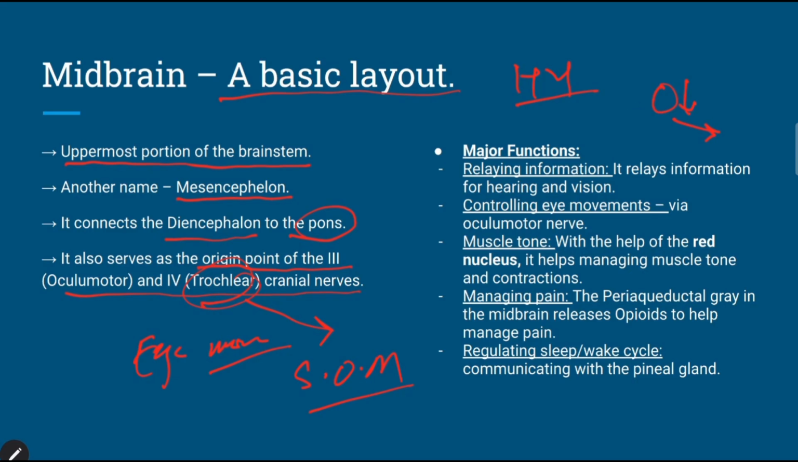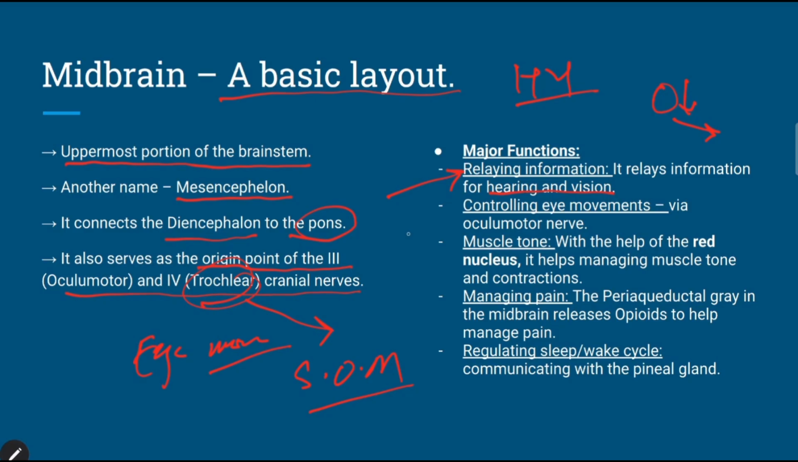Now, let's talk major functions. There are 5 key roles to memorize. First, the midbrain relays information for hearing and vision via the superior and inferior colliculi in the tectum. The superior colliculus handles visual reflexes like orienting your eyes to the flash of light, while the inferior colliculus processes auditory signals. These are often tested in questions about brainstem reflexes.